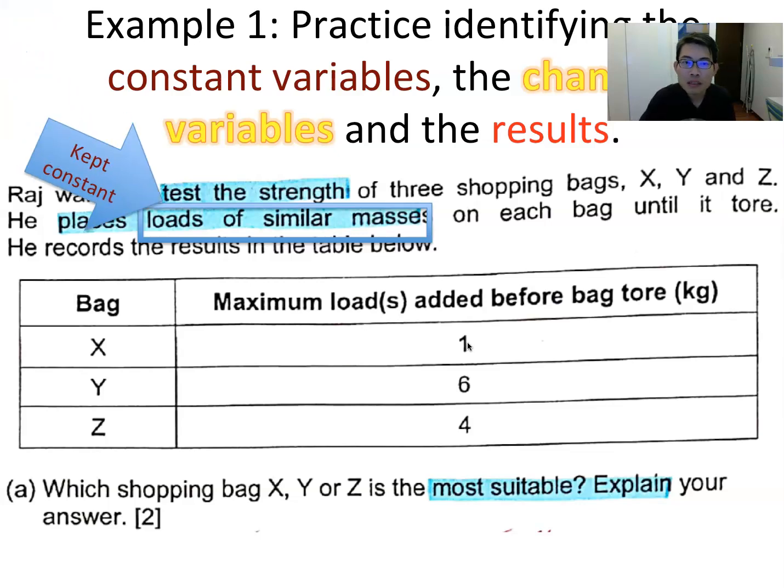Now what about the changed variable? I notice here that there are 3 shopping bags, and the 3 shopping bags X, Y, and Z here are different. So what is useful here?